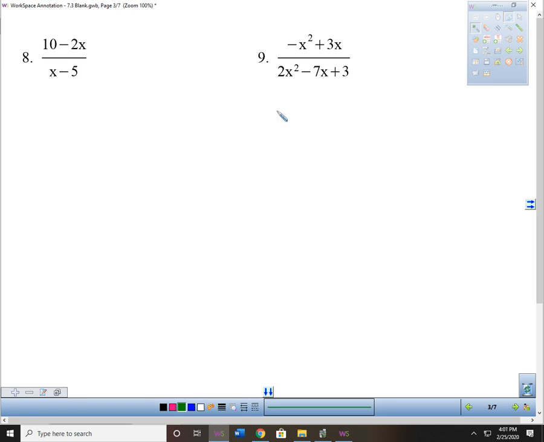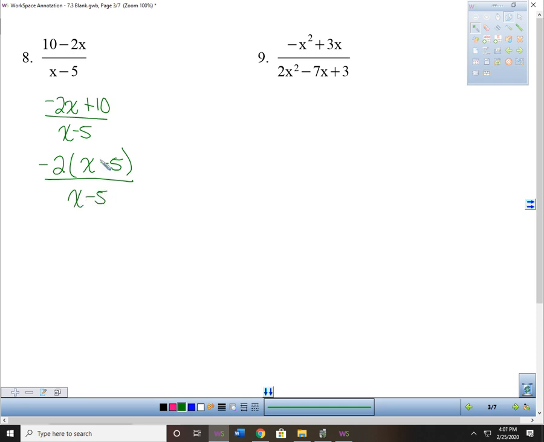All right, number 8. So again, I don't like this because the x is at the back, so I'm going to move the negative 2x to the front, and I'm going to put the positive 10 at the back. So I see that I have 2 terms, and I have a common factor of 2, but like I said, I don't like for this term in front to be negative, so I'm going to take out negative 2. Negative 2x divided by negative 2 is positive x, and 10 divided by negative 2 is negative 5. On the bottom, as you can see, you already have a factor of x minus 5, so we're going to leave that alone.